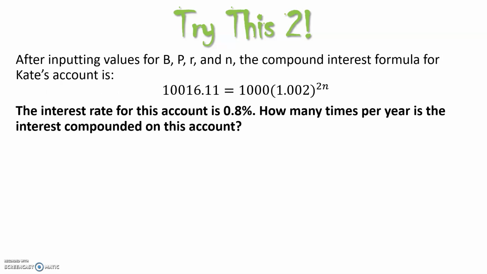Let's try another one. After inputting the values for B, P, R, and N, the compound interest formula for Kate's account is $10,016.11 equals 1,000 times 1.002 to the power of 2n. The interest rate for this account is 0.8%. How many times per year is the interest compounded on this account? Show your work. Pause the video to give it a try.